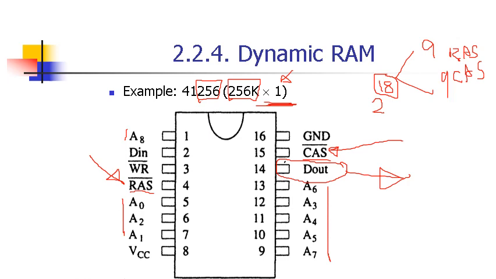Okay, if you are reading from the dynamic RAM and there is a data input pin, if you are writing, you provide the data to be written inside your RAM through this D in. You get the data out of the RAM through this D out.